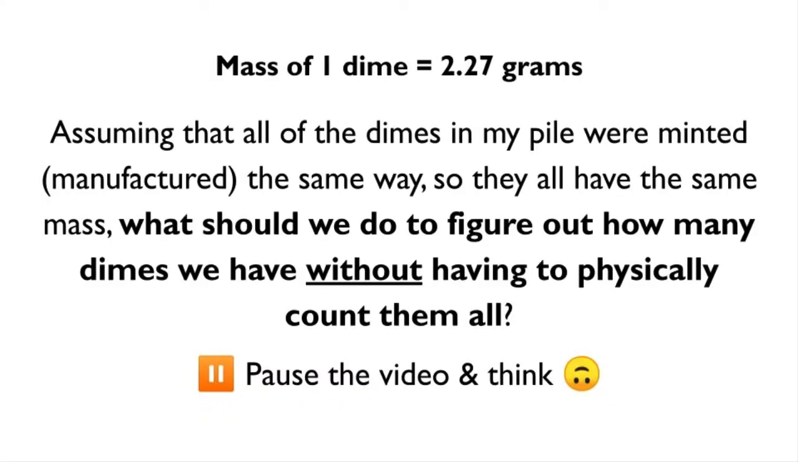So if we know that the mass of 1 dime is 2.27 grams, assuming all of the dimes in the pile were minted or manufactured the same way, so they all have the same mass as each other, what should we do to figure out how many dimes we have without having to physically count them all? I want you to pause this video right now and think for about 30 seconds about this prompt. What should we do so that we don't have to physically count all of the dimes?